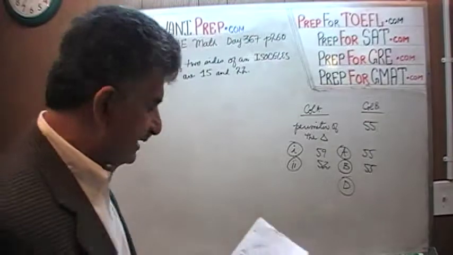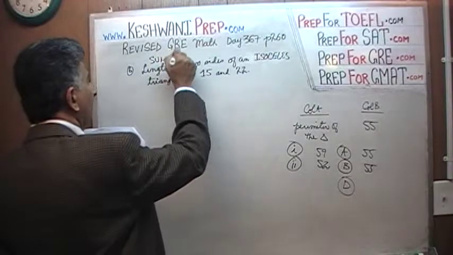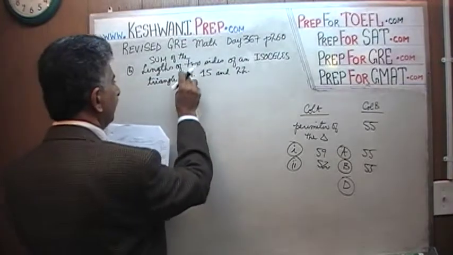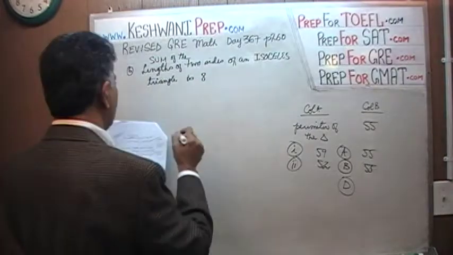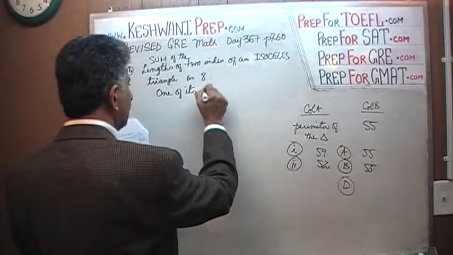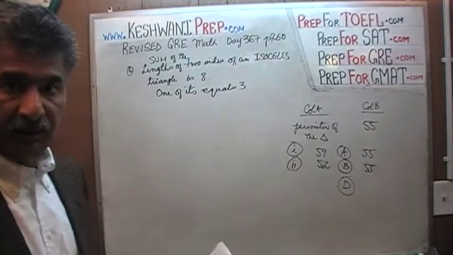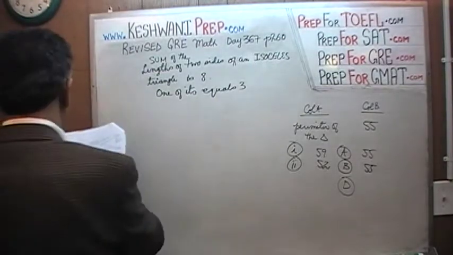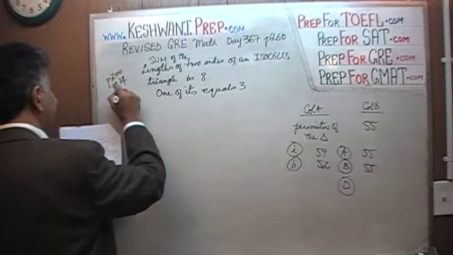It says the sum of the lengths of two sides of an isosceles triangle is 8. Then they go on to say that one of its sides equals 3. One of its sides equals 3. This problem that you see there on the blackboard is very similar to the one that appeared on page number 200 as number 14 in the 10th edition.